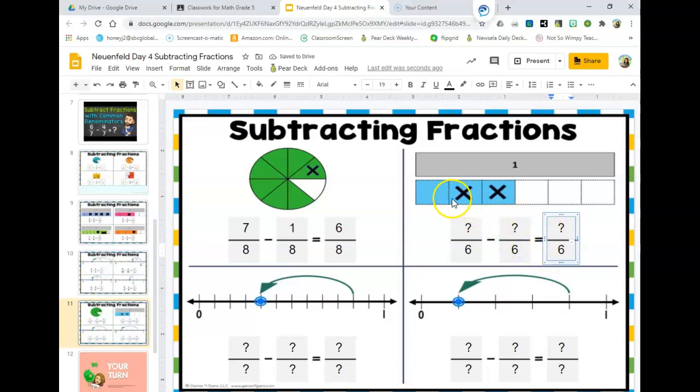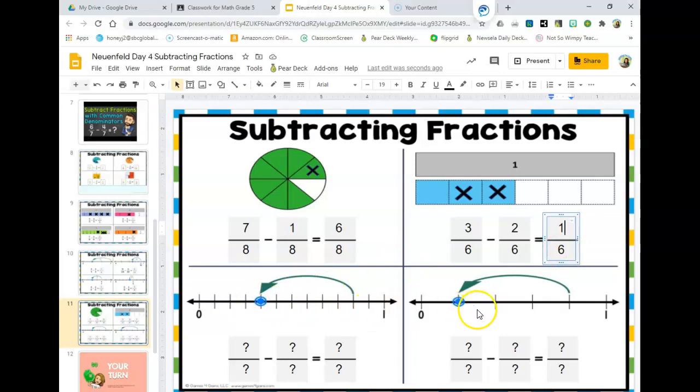Now, let's see how many we're subtracting from. Count the blue. 1, 2, 3. So I'm starting with 3. How many am I eliminating or getting rid of? Subtracting. 1, 2. 3 take away 2 equals 1. So my answer is 1/6.